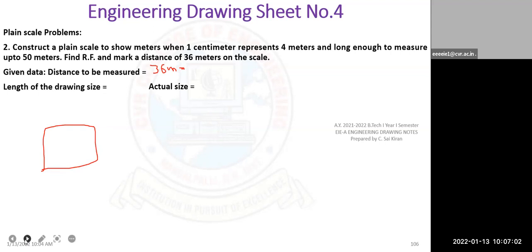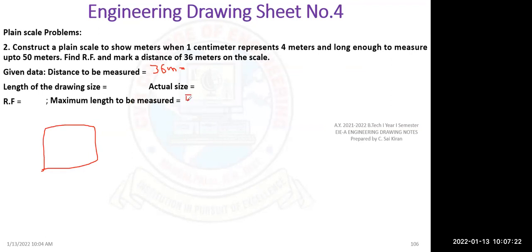Next, you need to know what is meant by actual size. What is the actual size? To calculate the RF, you need to know it. Then you have to calculate the RF. Then can you tell me the maximum distance to be measured? The maximum length on the scale is 50 meters.